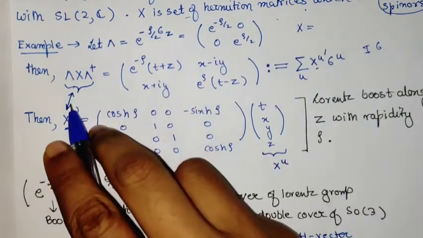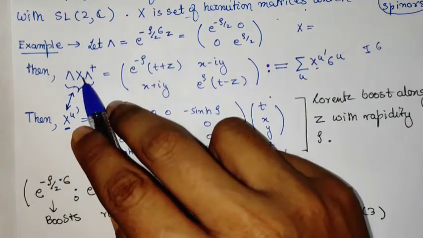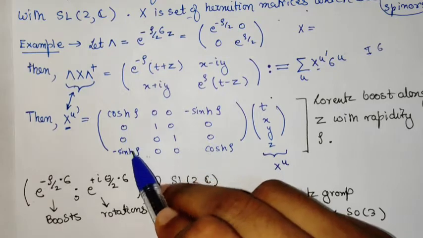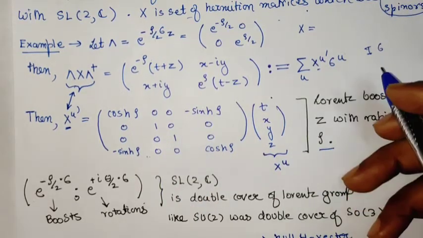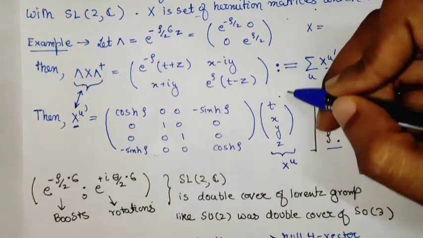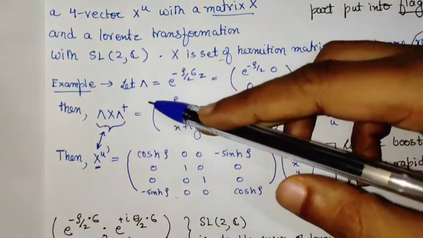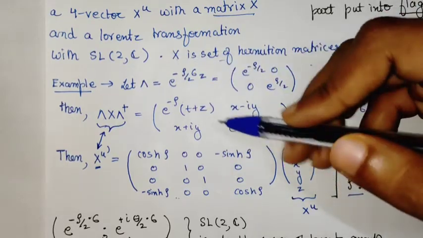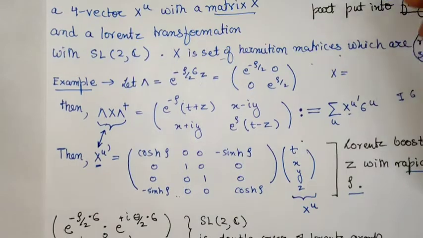is related to the 4 vector that is associated with X, the initial matrix that we had, via exactly a Lorentz boost along the z direction with rapidity rho. So this means if the 4 vector changes via a boost, we are seeing that there is a change in these rank 2 spinors or the Hermitian matrices using SL2C elements, particularly this one in this case.